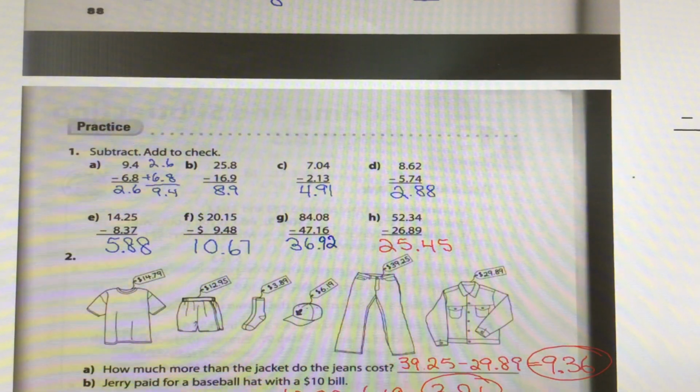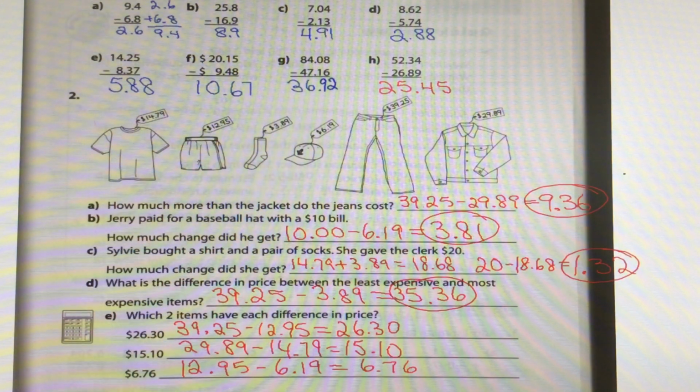There's the answers for that one, and as you go down, that's what you should get.